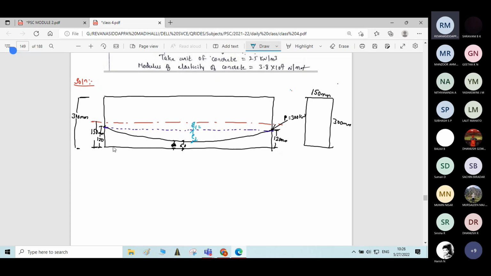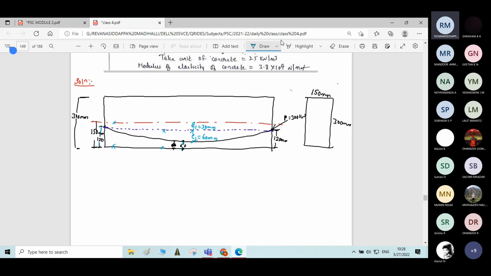From here to here it is 150. 150 minus this 120 will give E1. It will be 30 mm. Similarly, what about the E2 value? From here to here we have 120 mm. 120 minus this 60 will give E2. That is 60 mm.